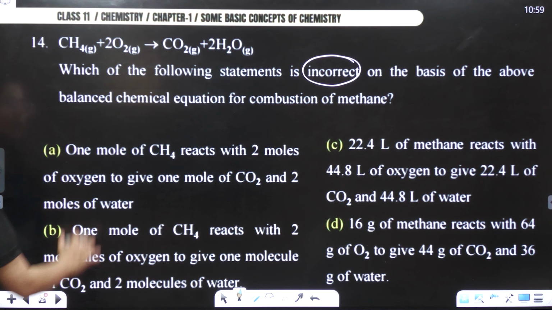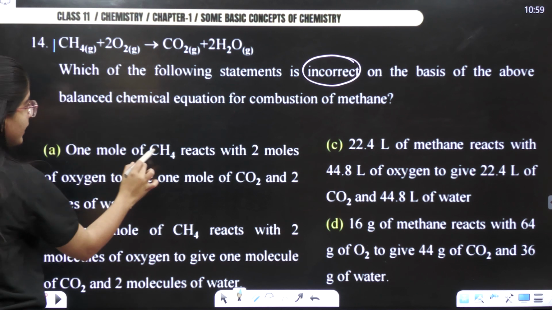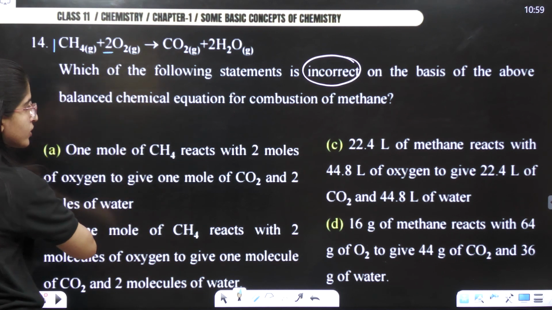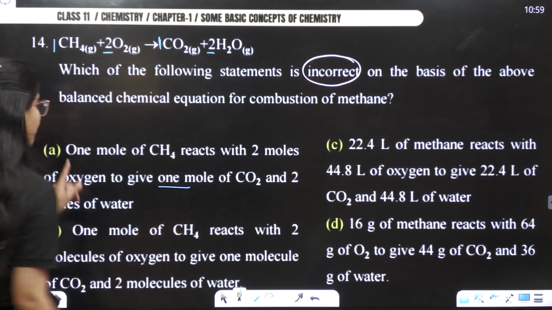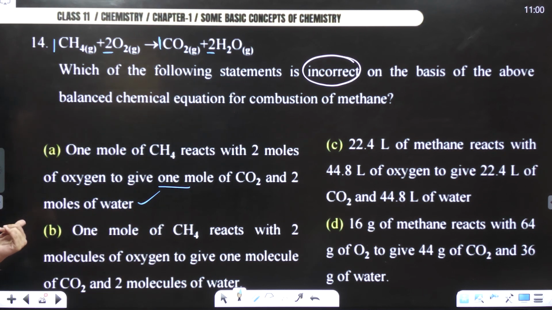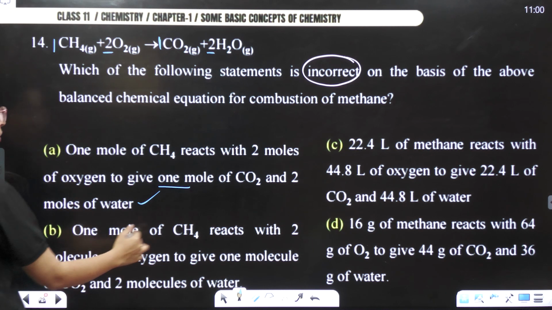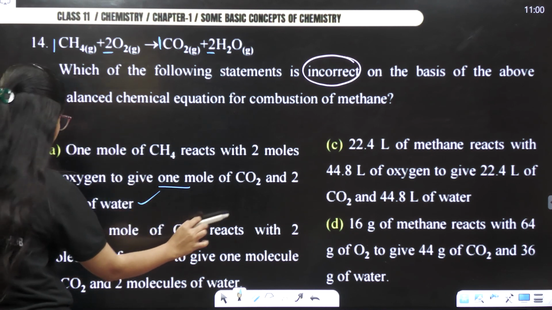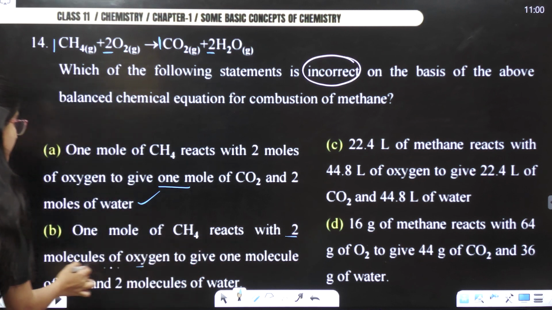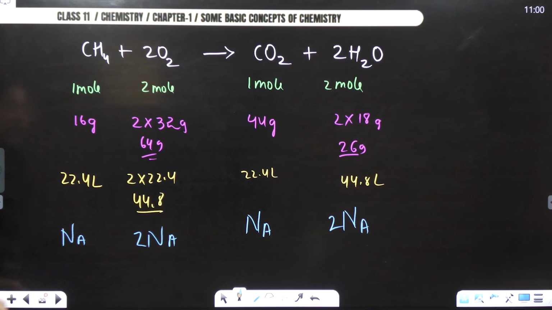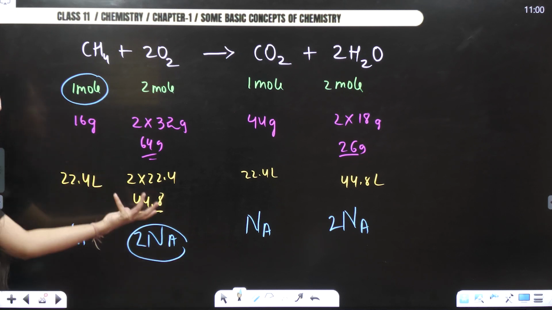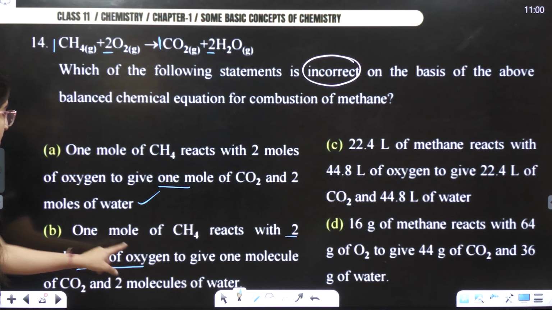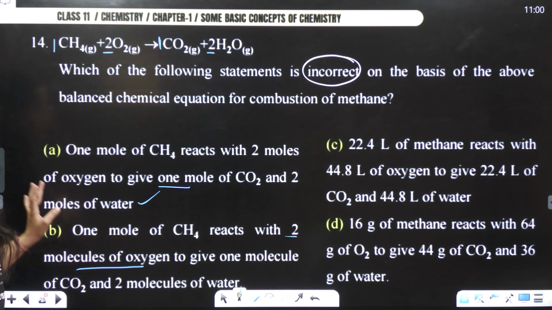Option A says that 1 mole of methane reacts with 2 moles of oxygen to give 1 mole of carbon dioxide and 2 moles of water. It is true. Correct? Option B: 1 mole of CH4 reacts with 2 molecules of oxygen only. No. Here 1 mole of methane will react with 2 into Avogadro's number of oxygen, not just 2 molecules of oxygen.